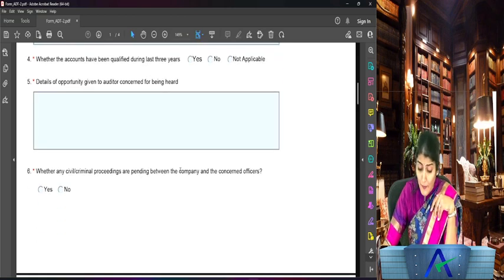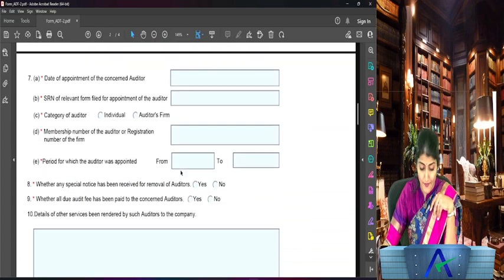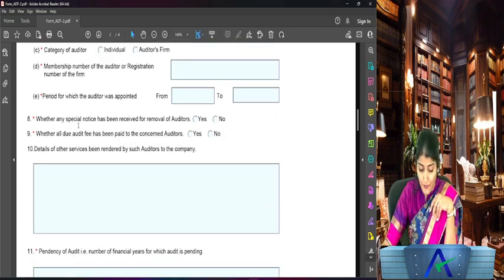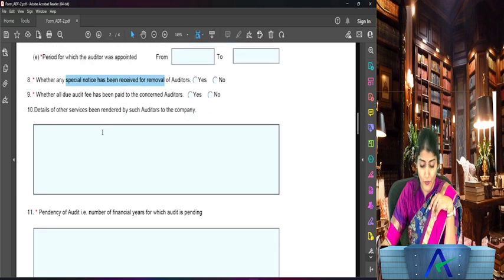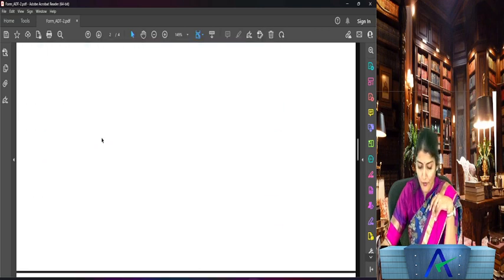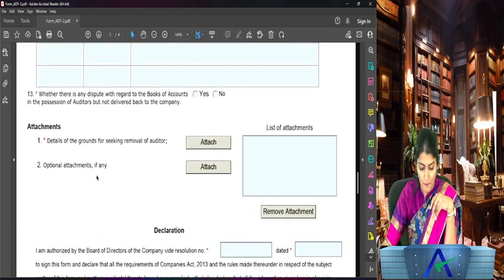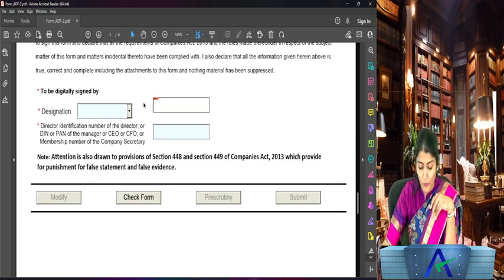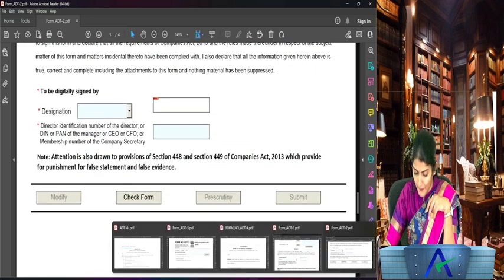Whether any proceedings are pending between the company and the officers. Then the date of appointment, the special resolution of the relevant firm, category of the auditor, membership number, whether special notice has been received, and whether all audit fees have been paid to the concerned auditors. Then the number of financial years for which the audit is pending. So again, that is the removal of the auditor before the expiry of his term.